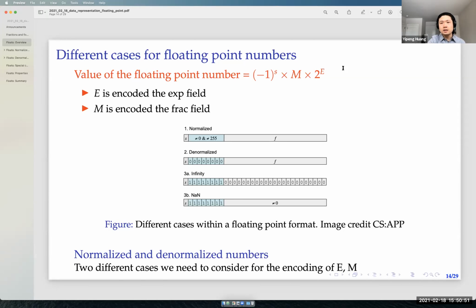And 2 to the power of E encodes how many digits we're going to shift the floating point. So this describes whether we're talking about a number with big magnitude or really high precision. All right, and so E is encoded via the EXP field and M is encoded via the frac field, but the mapping is not exactly straightforward. To understand how that mapping happens, we have to consider two cases, normalized numbers and denormalized numbers.